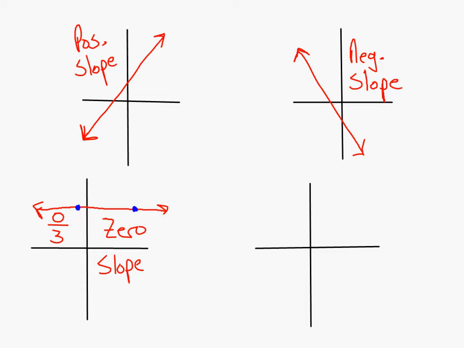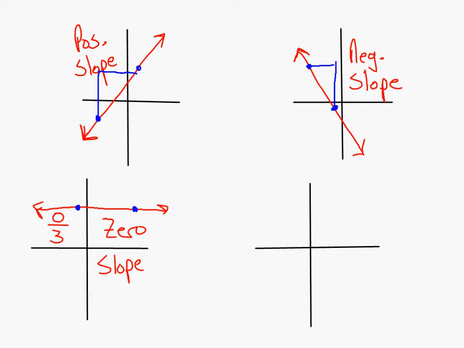Go back to the positive slope. If you're at this point and you're going to rise and then run, you're going to rise a positive amount, aren't you? And you're going to run a positive amount. You're running to the right. You're going to get a positive slope. If the line goes up and to the left, you're going to rise, and when you run, you're going to run left. And when you run left, you got a negative slope.